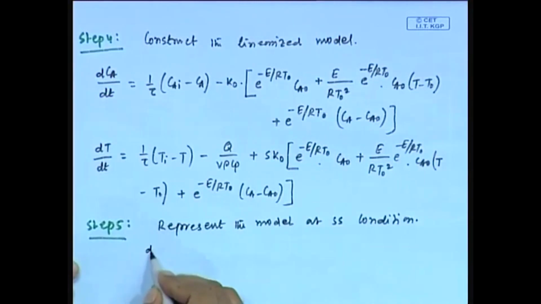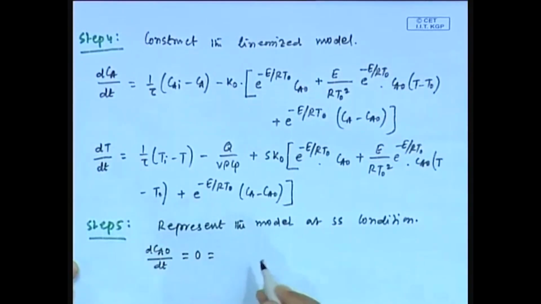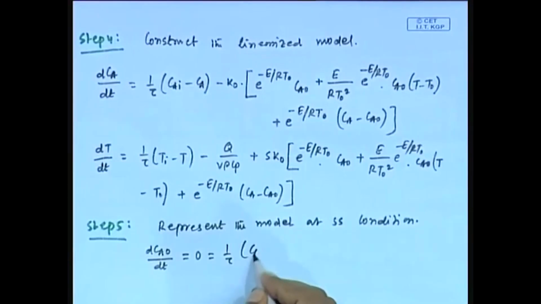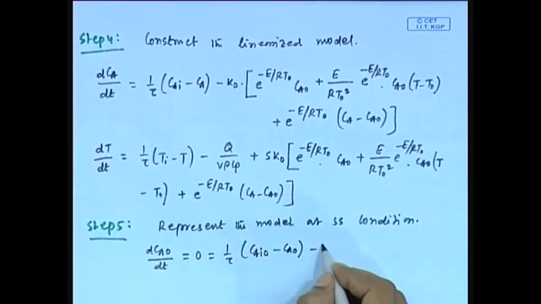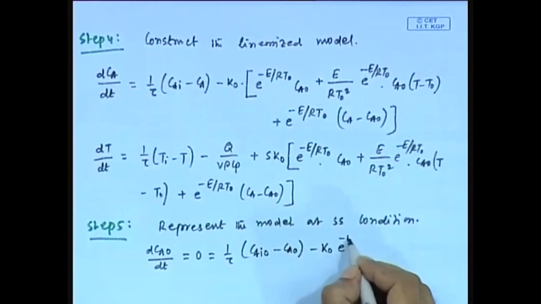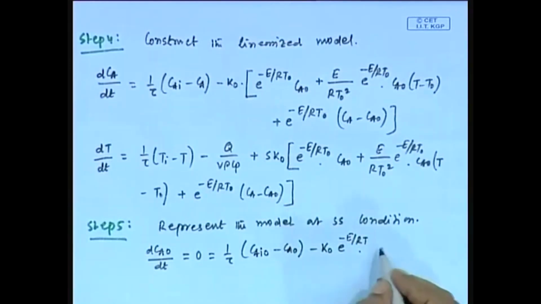Fine. So, if we represent at steady state, then we get these equations. It was dC_A/dt, so we are just adding the suffix 0 to represent the steady state: 0 equals 1 by tau (C_Ai naught minus C_A naught) minus K naught exponential of minus E divided by R T naught C_A naught. Fine. This is the steady state representation of the component mass balance equation.